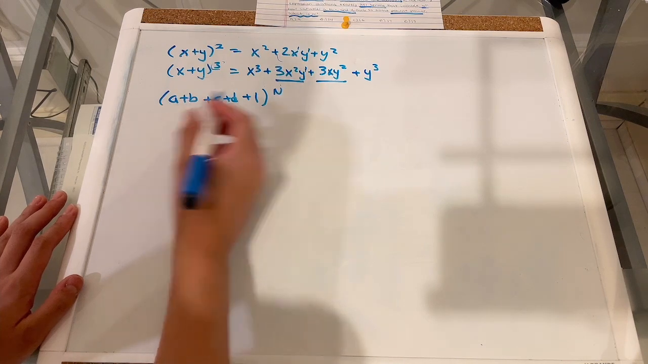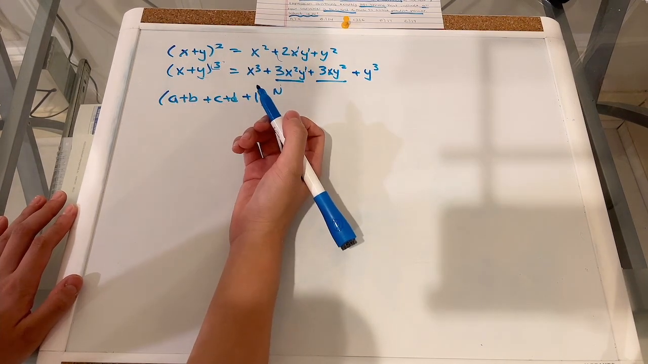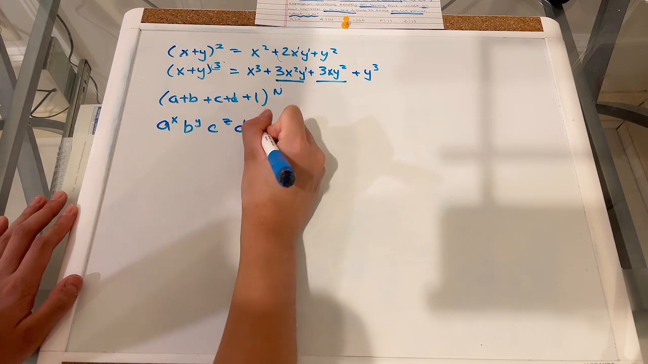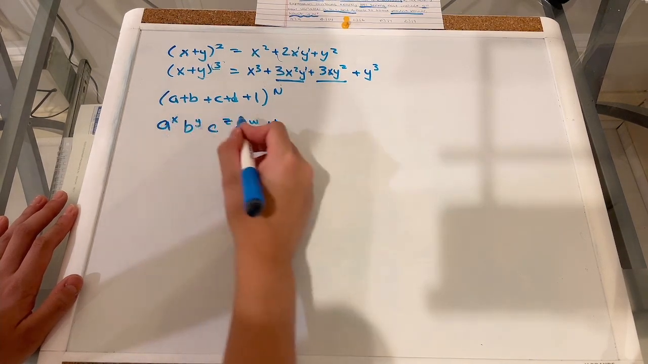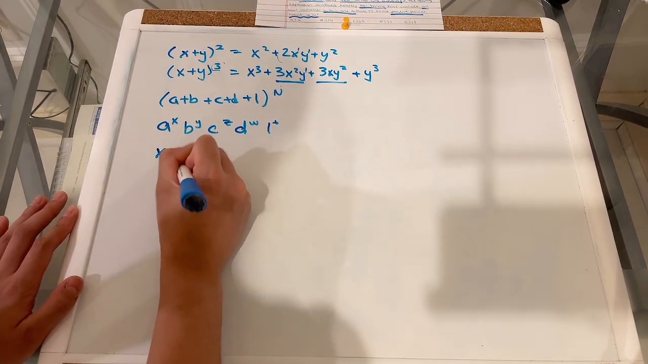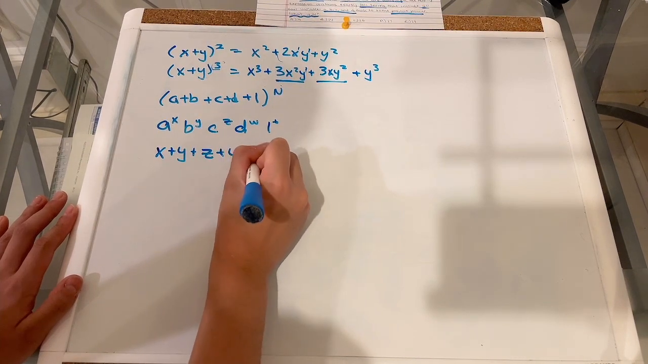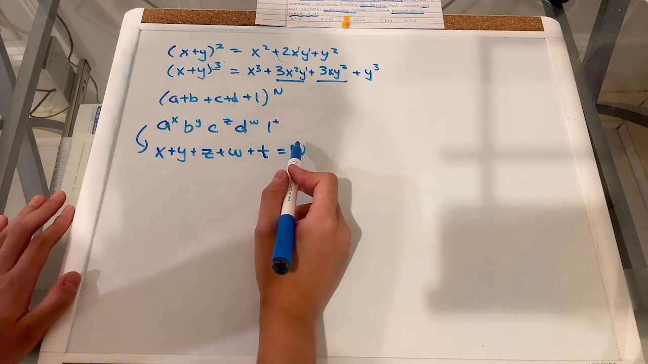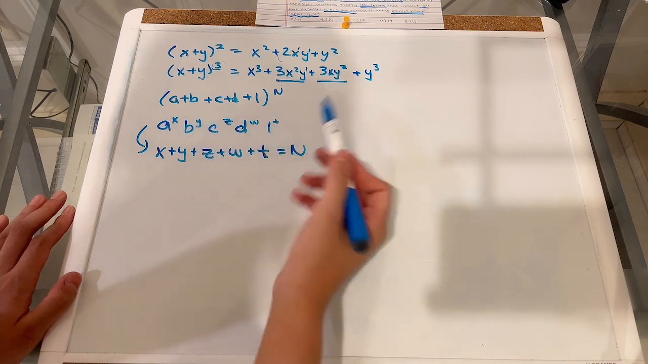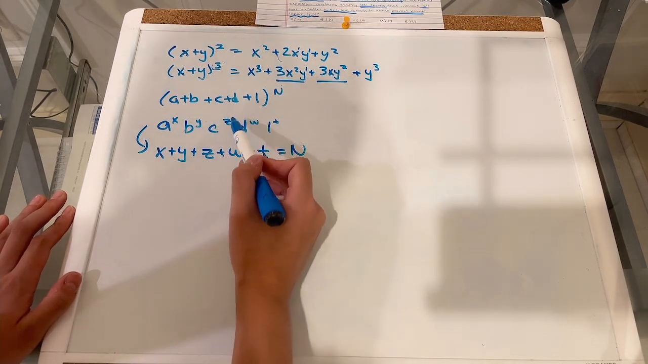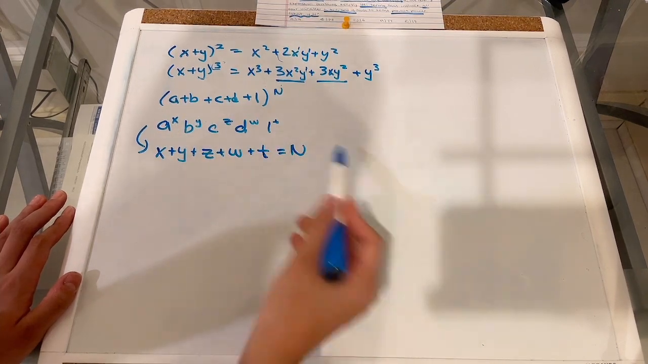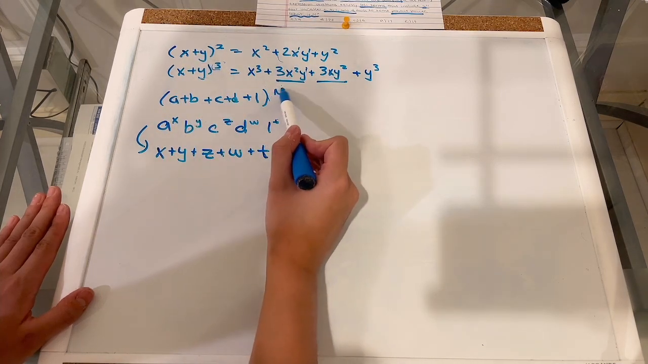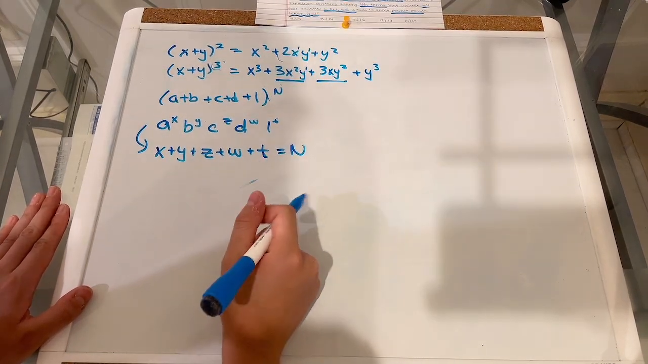When we expand this out, let's say all the desired terms are in the form a to the x, b to the y, c to the z, d to the w, and 1 to the t, where these are the powers. Then we know x plus y plus z plus w plus t is equal to n. So what do I mean by the desired terms? Well, x, y, z, w, and t are all variables. So this could be 2 plus 1 plus 3, or it could be 3 plus 2 plus 1. When they're added up, the sum of the powers is equal to the power that they raised the first expression to, which, like right here, would be n. So all these added together would be n.